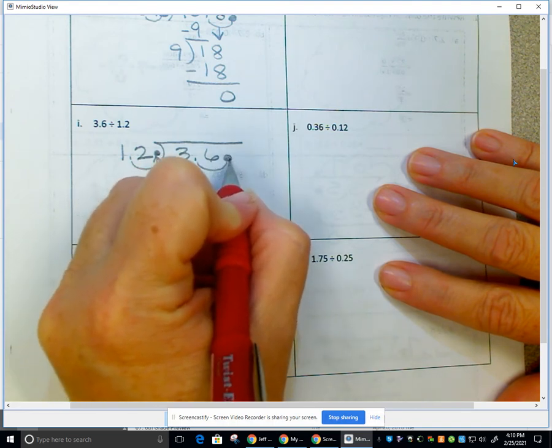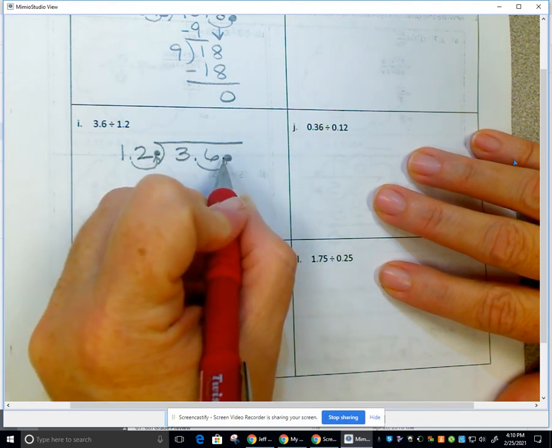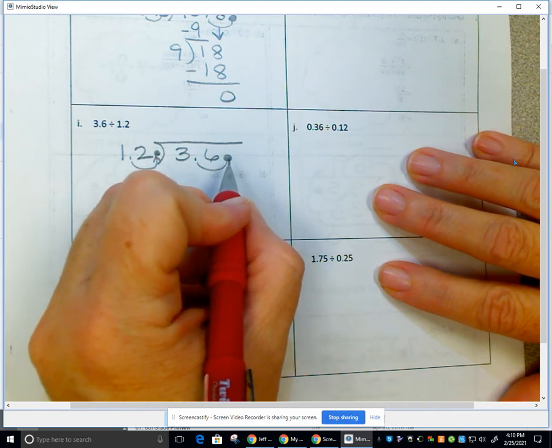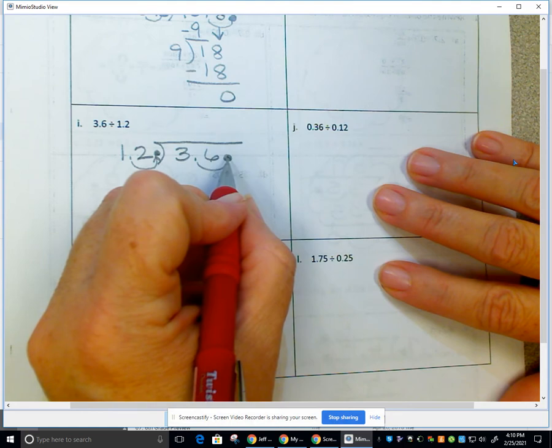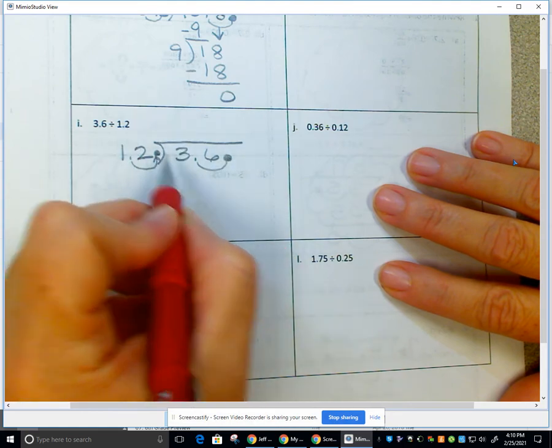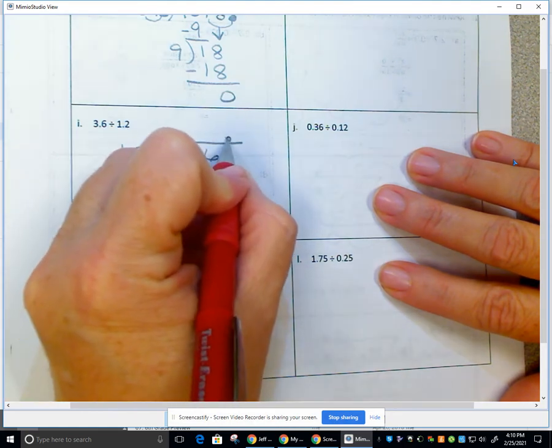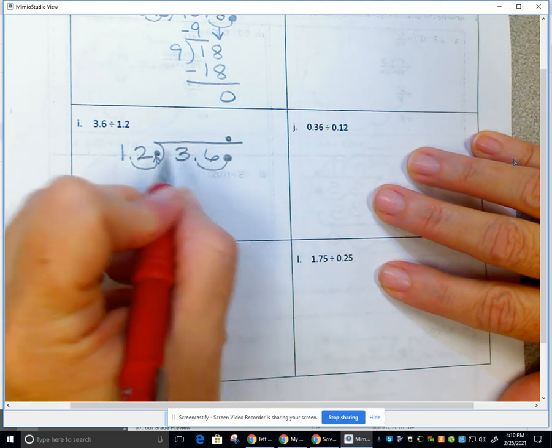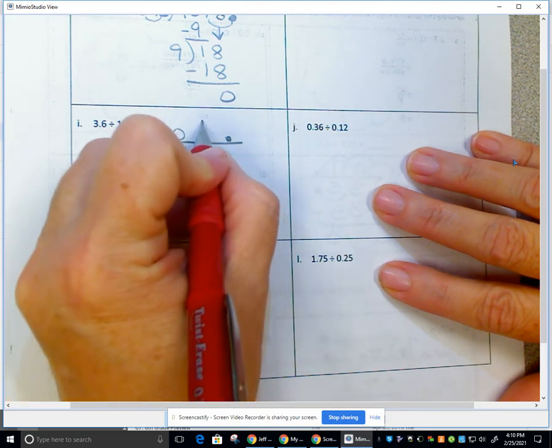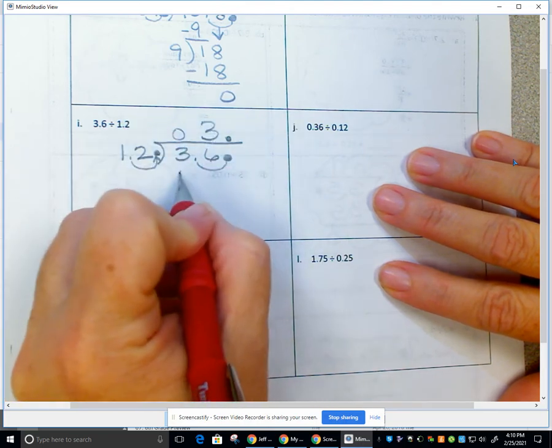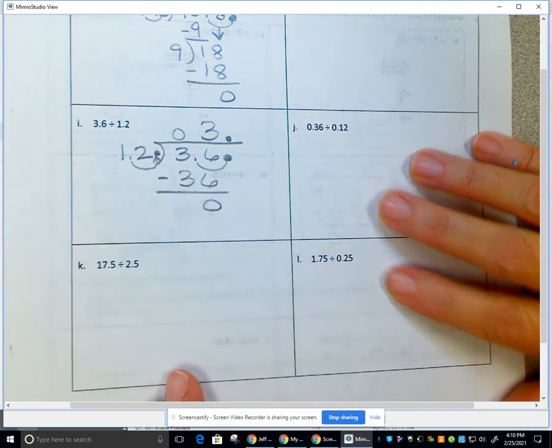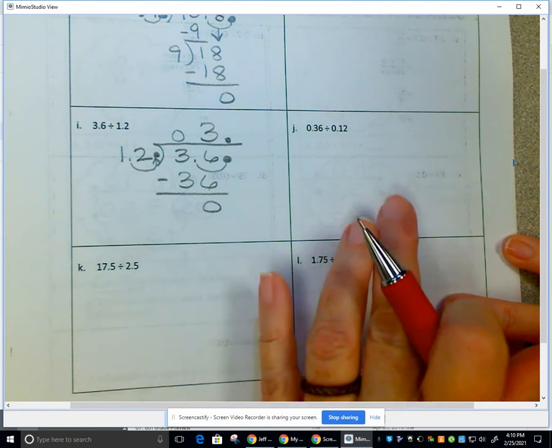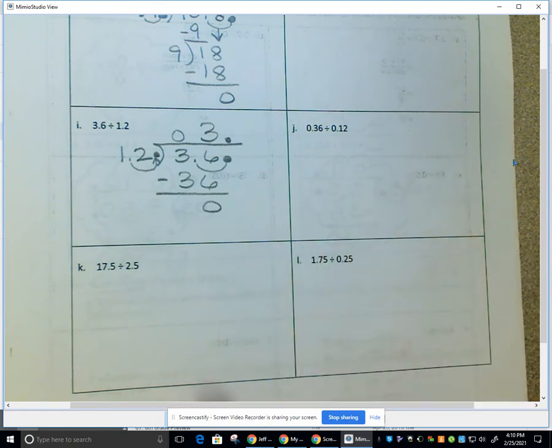Now, you might be asking me, will this always go to the end of this number? No, it won't. You will see in a few minutes where this decimal won't always be at the end of the number. This one will always go to the end, but this one will not. Now I'm dividing 12 into 36. 12 will go into 36 3 times. 3 times 12 is 36. Subtract, 0. All right, let's go to J.